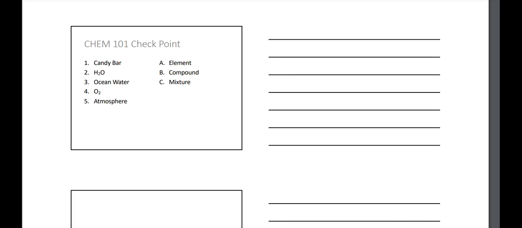Let's look at your oxygen. Is it a mixture or a pure material?